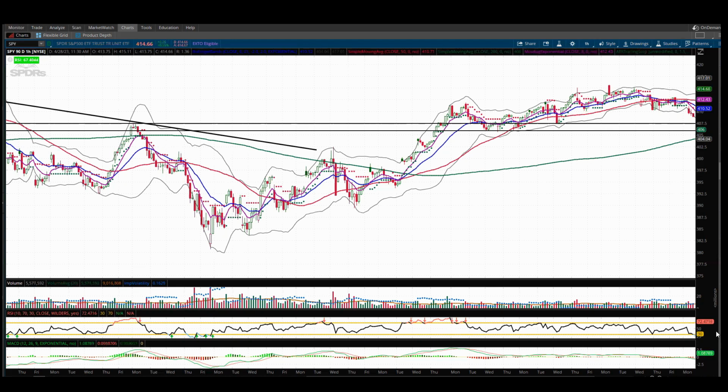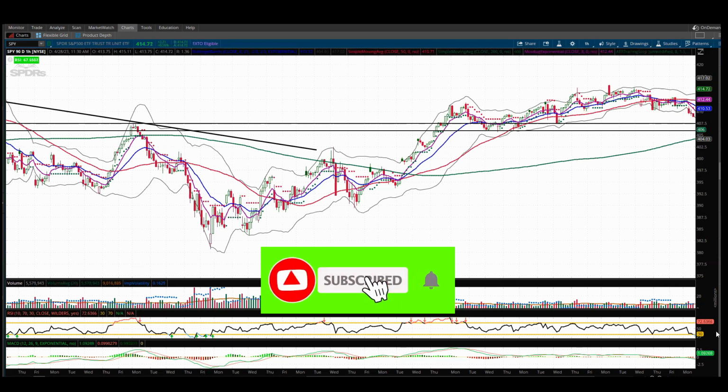Hopefully that gives you a better understanding of what moving averages are, how not to use them, and a couple of good ways where you could profit pretty nicely by incorporating moving averages into your strategy. So hopefully that was helpful.